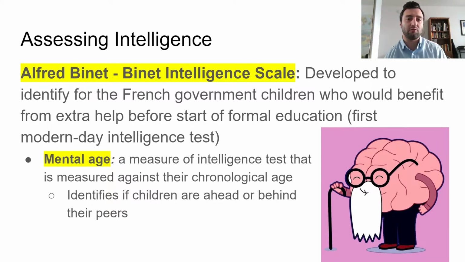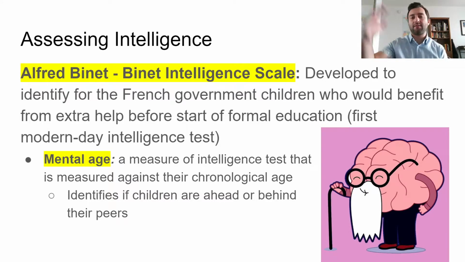This becomes the first modern-day intelligence test, the first one that is still really impactful and influential today, although I don't believe it's still used, at least not the same way it used to be. Now, what his test gave us was what was called a mental age. That was what it spit out at the end. It's a measure of the intelligence test score against your chronological age. So what we want to do is compare you to your peers.